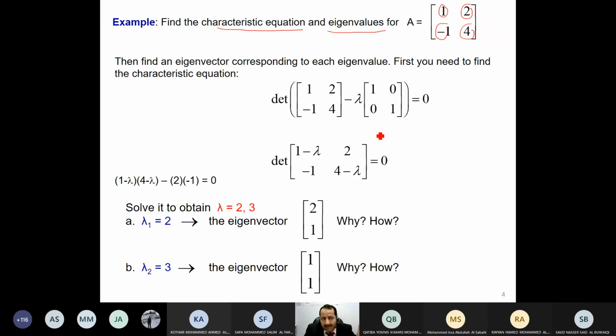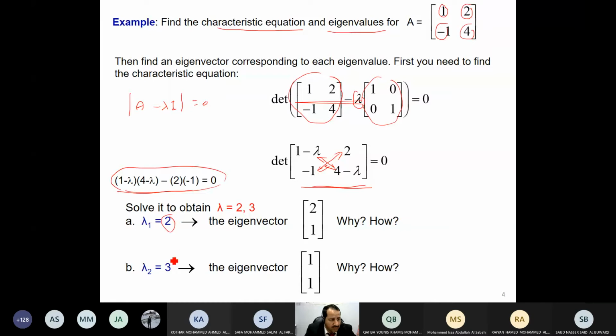Now for the characteristic equation, I need to find the determinant of A minus lambda I, the same as before. You see, this is A, this is lambda, this is the identity. Subtract, then multiply these two items minus these two items. Simplify, and you get the characteristic equation. The characteristic equation is the equation containing lambda. When I solve it, I find lambda, which gives the eigenvalues. I got two eigenvalues, one of them 2, one of them 3.